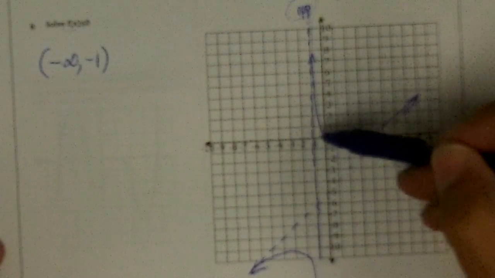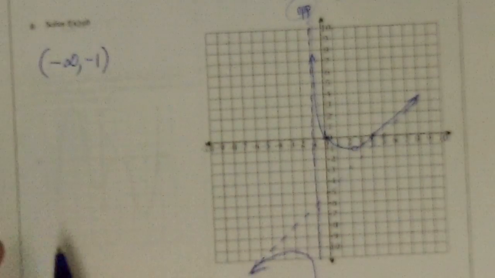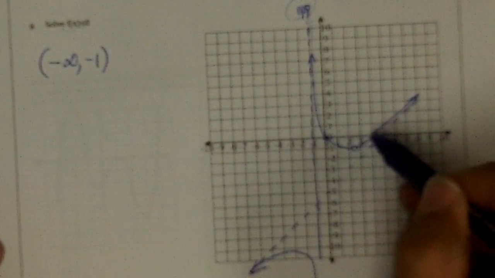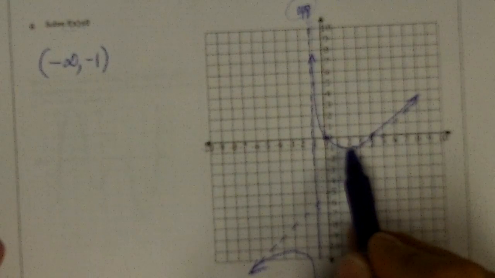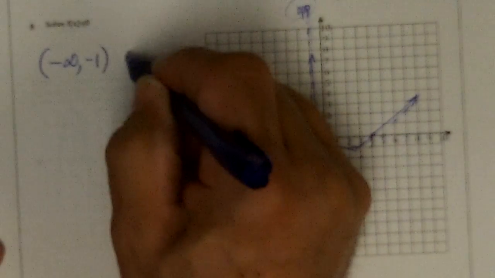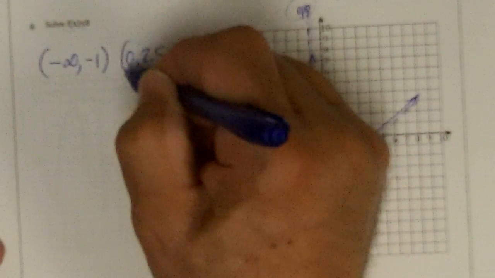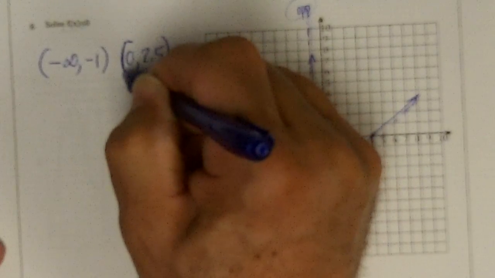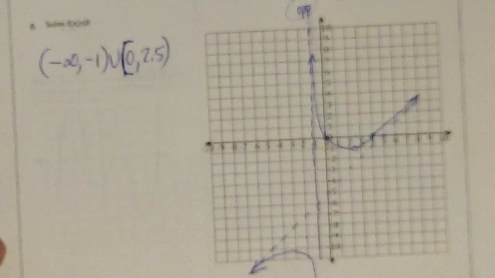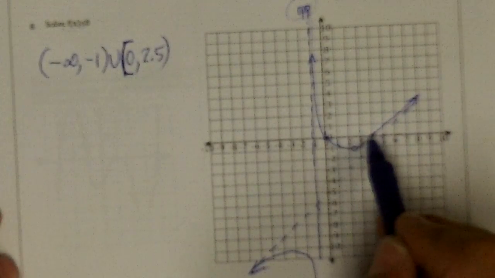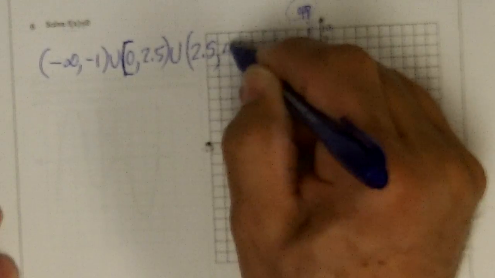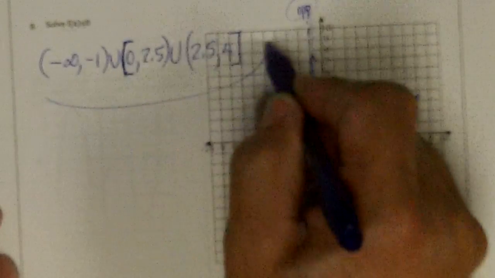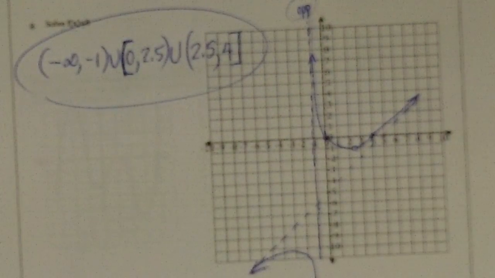From -1 to 0, the graph is positive, and this says negative, so we don't want that. But from 0 to 4, it's negative, except for at 2.5. So I'm going to do this in two pieces, from 0 to 2.5. And I can include the 0. And 2.5 to 4. Can't do 2.5, it's the hole, to 4. I can include the 4. And there's the answer for that one. And that's page 2.